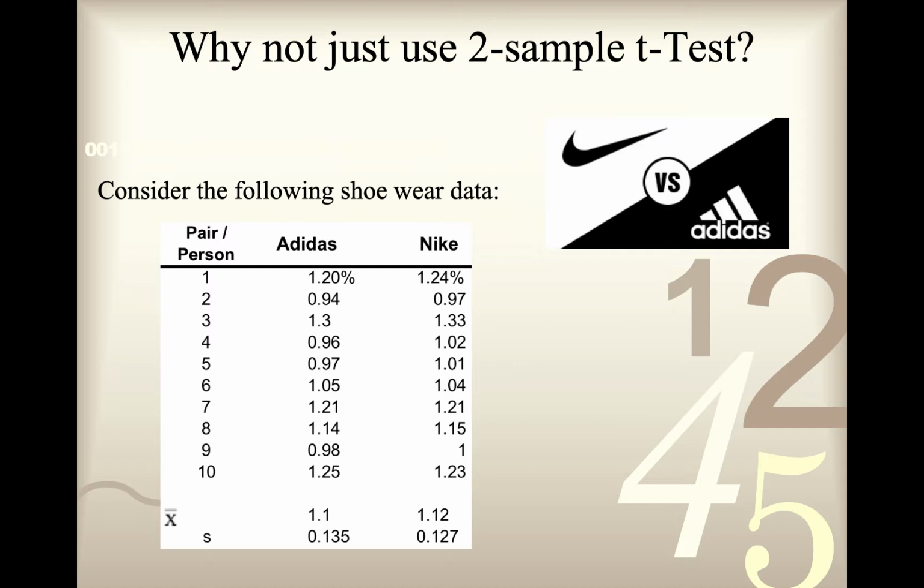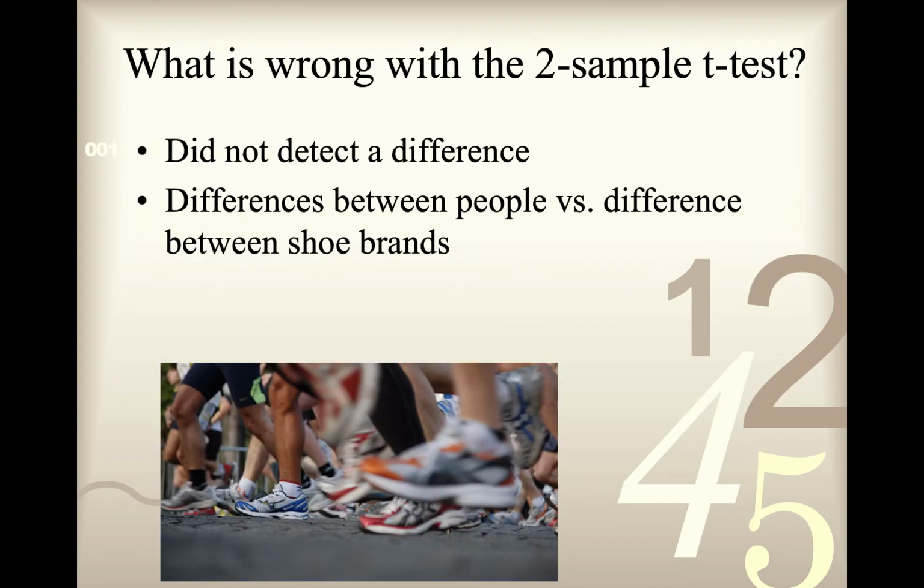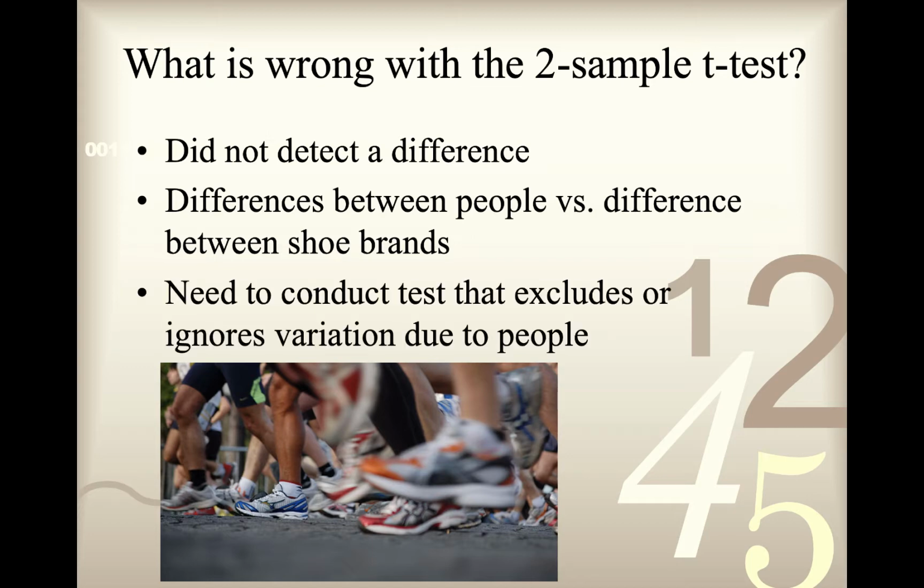We may have one person who is very heavy-footed and stomps around, so they wear shoes very heavily, whereas another person is light and flighty, tiptoes, and hardly gets any shoe wear regardless of the Adidas or Nike. We don't want to pick up those differences in the people. We only want the differences between the Adidas and the Nike for each person that wears them. So let's go all the way back. Again, we do not want those two differences, we do not want the differences between the people, so we need to conduct a test that excludes or ignores the variation due to people.